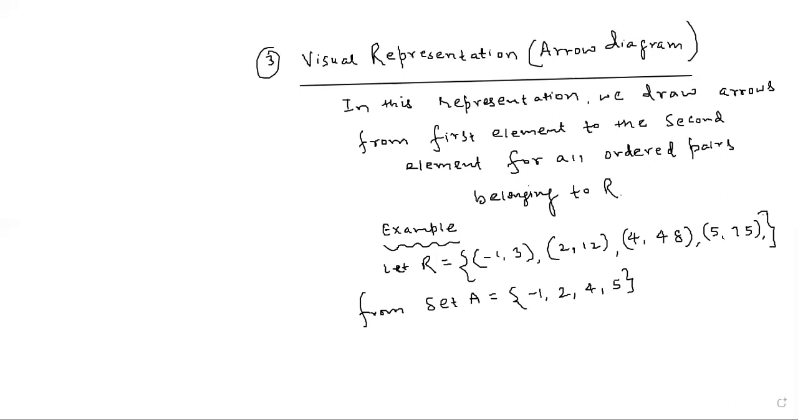That's clear. A is {-1, 2, 4, 5}. That is the set A. Set B is simply {3, 12, 48, 75}. So guys, it can be represented by the following arrow diagram. Just consider it, but just note it down first. Up to here, just note it once.